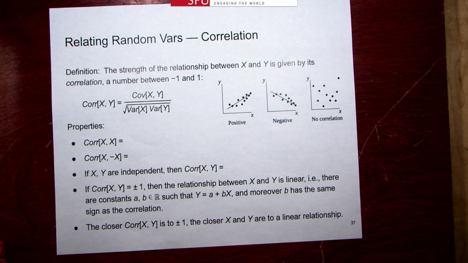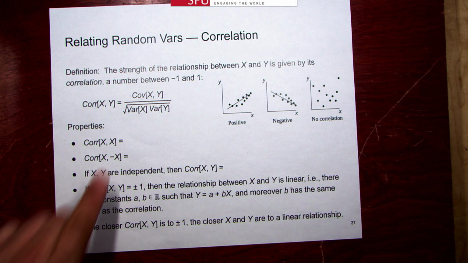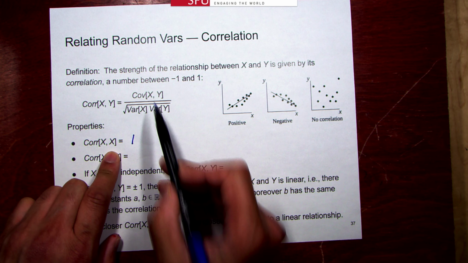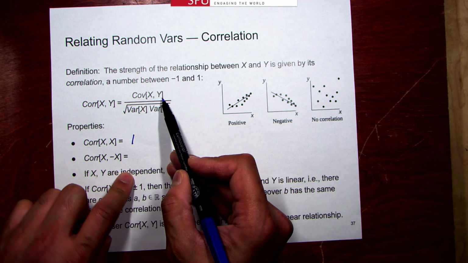If you took the correlation of x and x, you would get 1. Okay, now why is that? Well, the covariance of x and x would be the variance of x, and we would have the variance of x times the variance of x. You take the square root of that, you get the variance of x. Okay, same thing for this, except you're going to have -1 as the result.